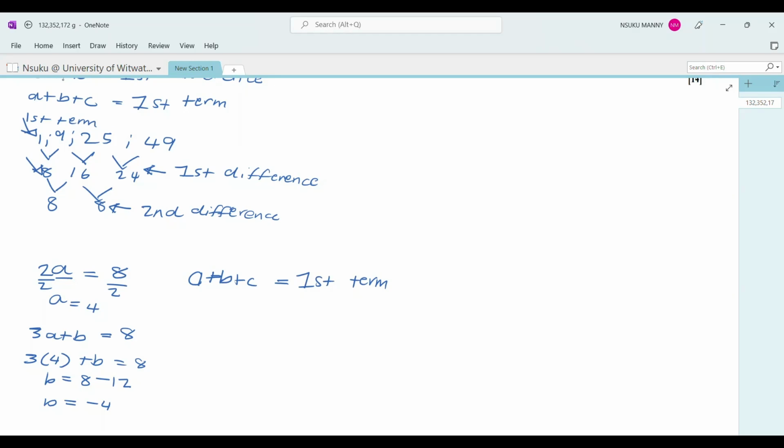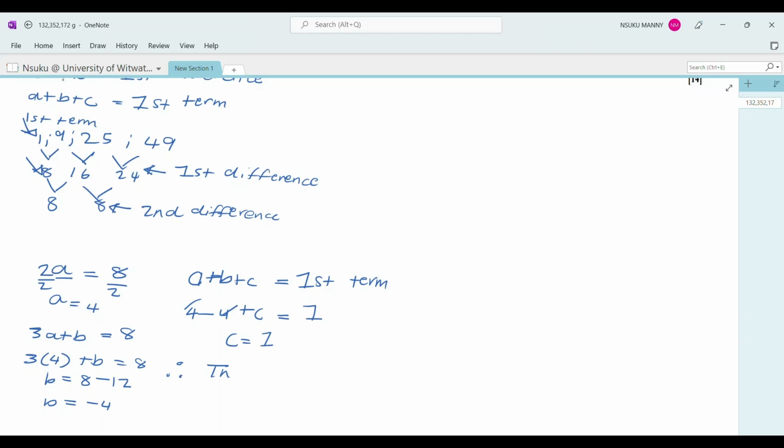And in this case, our first term was 1. So we already found the value of a, which was 4. We've already found the value of b, which was minus 4. And now we're trying to find the value of c, and we say it's equal to 1. So obviously these two cancel out, and we know that c will be equal to 1. Therefore, we substituted this back into the original equation.